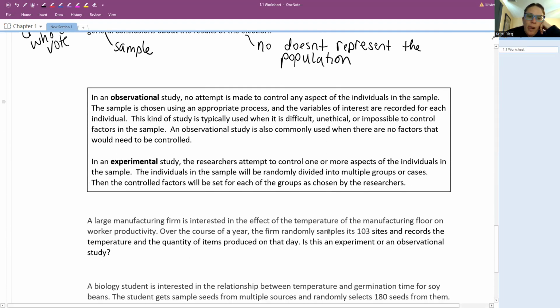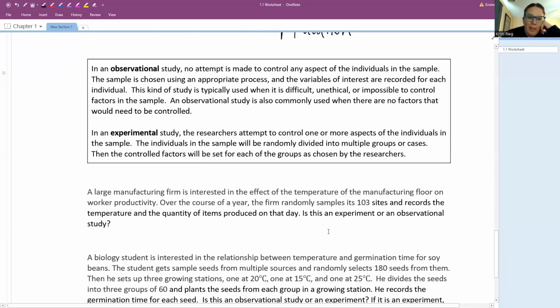Okay. Last but not least, more vocabulary. These are some big words and they're going to come back throughout the semester. These are probably the only words that come up a lot throughout this course. And that would be observational and experimental. This describes two types of studies. In an observational study, you don't do anything to the people. You make no attempt to control any aspect of the individuals in this sample.